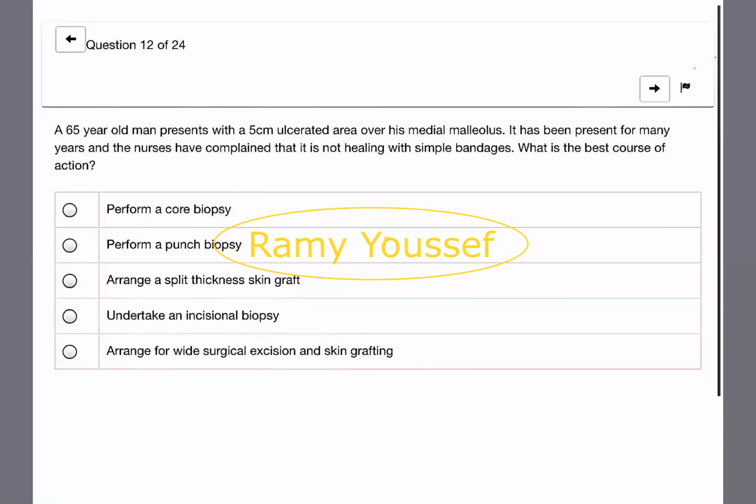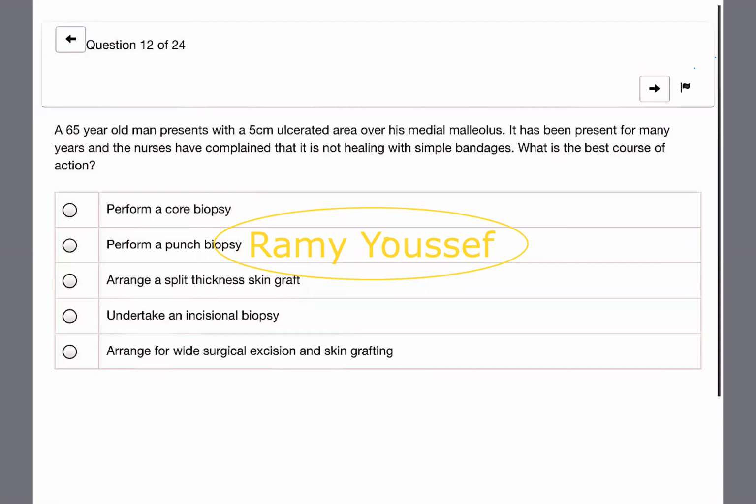So what do you suspect here? This is an old age patient with a 5-year ulcer on the medial malleolus. The patient may have squamous cell carcinoma. Exactly. So a punch biopsy. It is a 5-centimeter ulcer, so it is a big ulcer. I can't do an excisional biopsy for it.